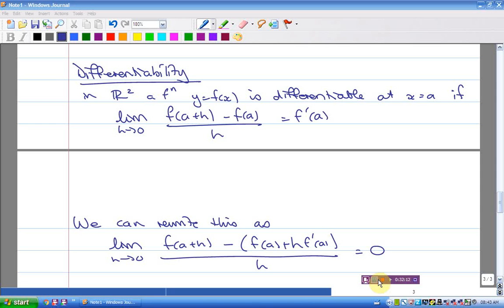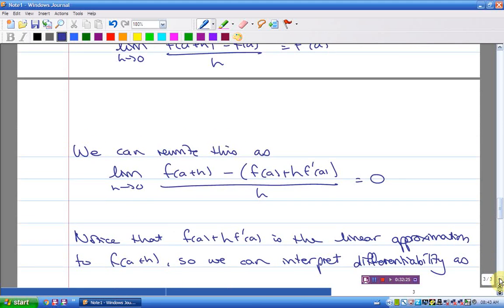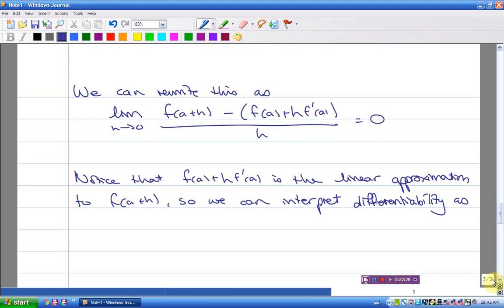So there we go. In R2, a function y equals f of x is differentiable at a point if that expression is true. The limit of f of a plus h minus f of a over h is the derivative. And I can rewrite that to that thing over there, where all I've done is bring the f dash across and bring it inside the limit and into the fraction, if you will. Okay, that thing in the brackets is the linear approximation to f of a plus h. So we can interpret differentiability as, okay, now I'm going to draw a picture. Let me scroll. Thank you, stylus.